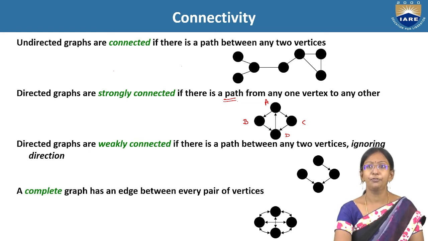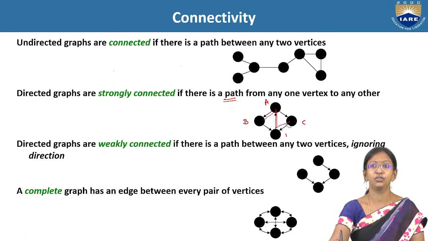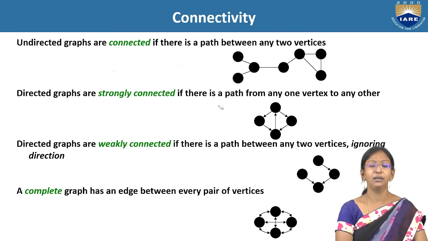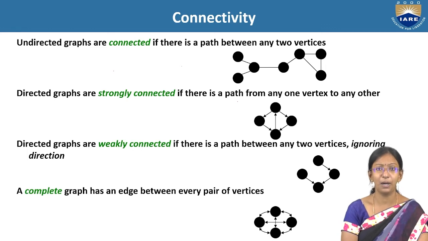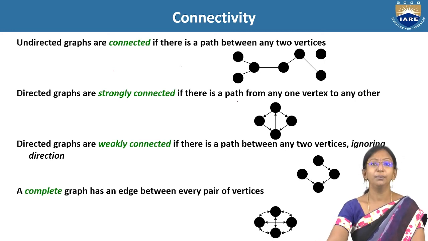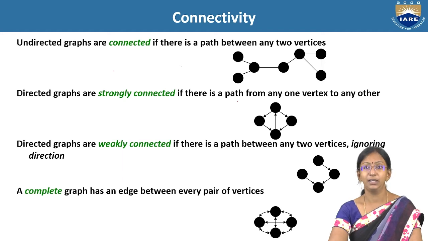Coming to C, from C, can you reach A? Yes, via D we can reach. Coming to B, yes, via D, A, you can reach B. Coming to D, C and D share an edge, not a problem, right? So here we can see that all the vertices are connected to the remaining vertices of the graph through a path. Such a directed graph is known as a strongly connected graph.